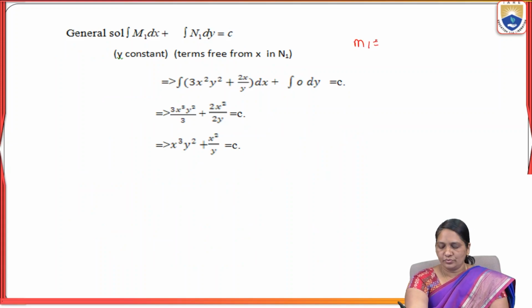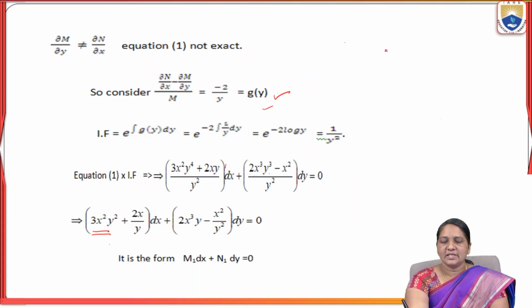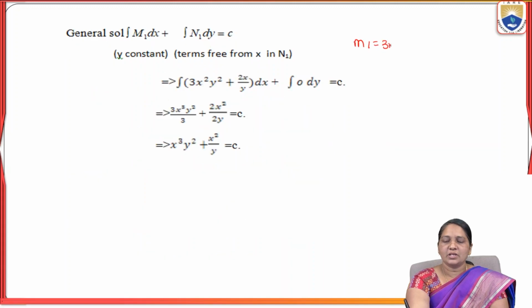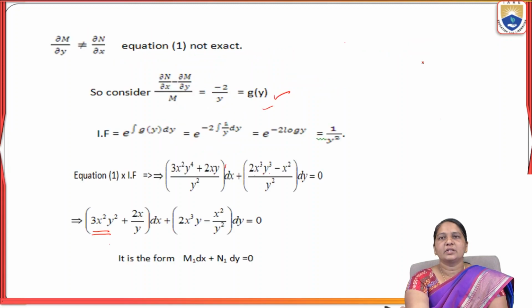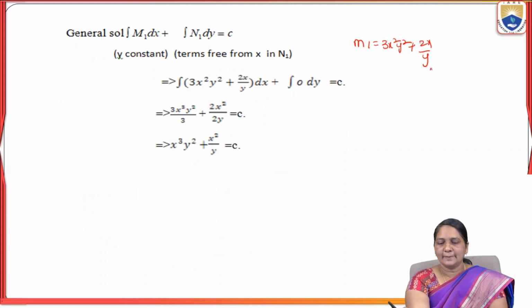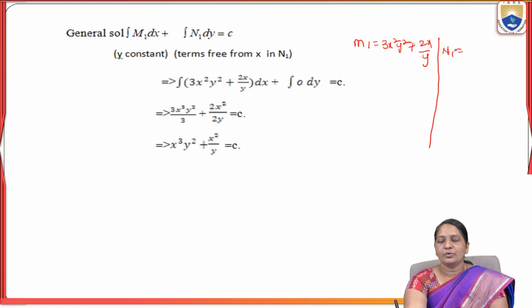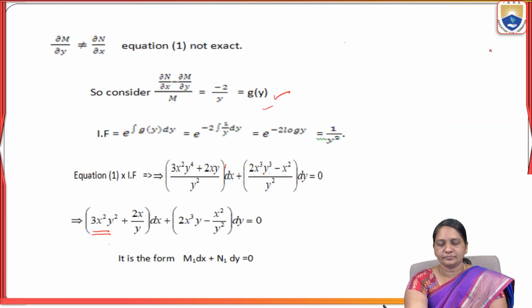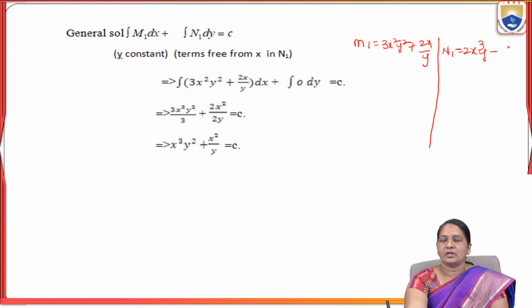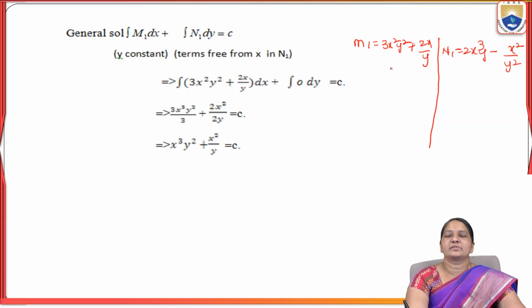What is the m1 value? The m1 value is 3x square y square plus 2x by y. What is the n1 value? Here 2x cube y minus x square by y square. So we are going to check the exactness here.